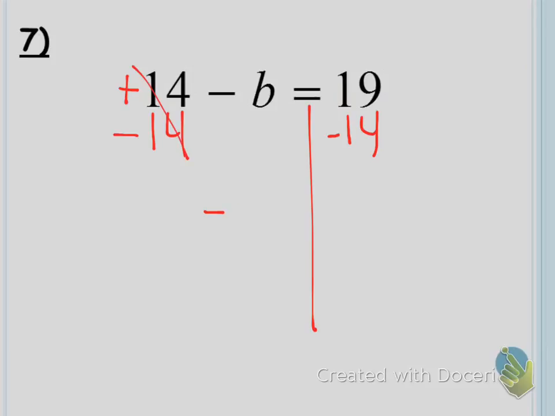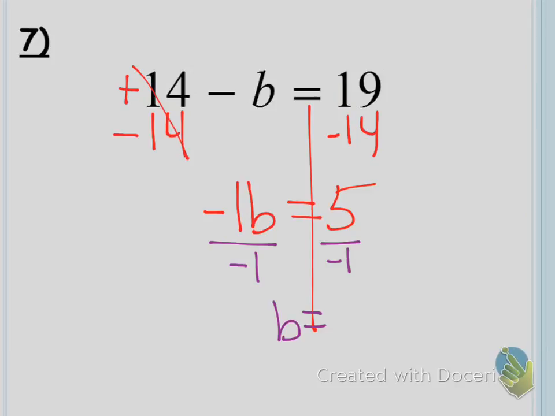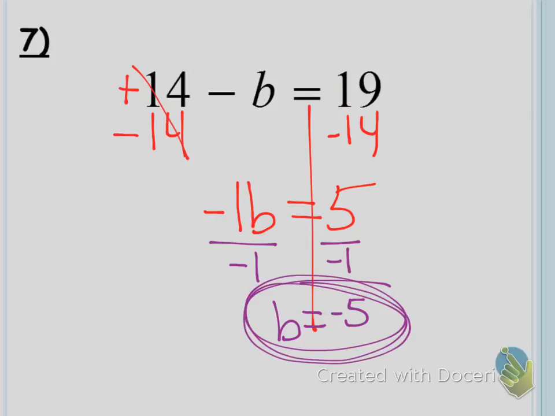I still have the negative 1b equals, what is 19 minus 14? 5. Very good. And then the final step on this one? Divide both sides by negative 1. Good. So this is going to be b equals negative 5. Questions?